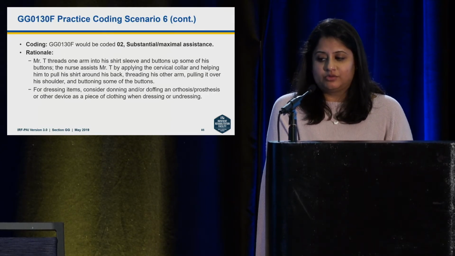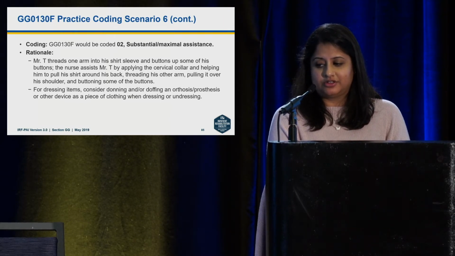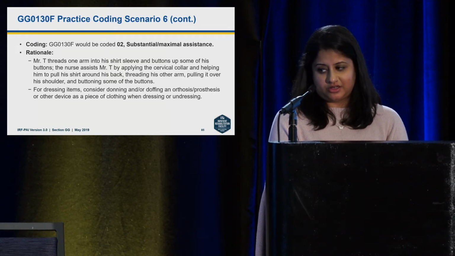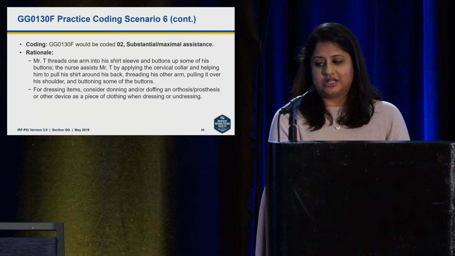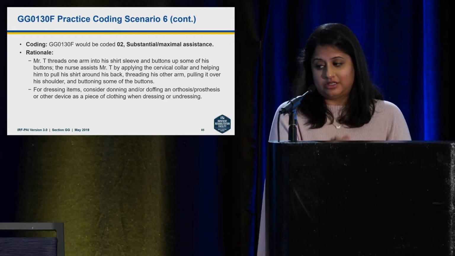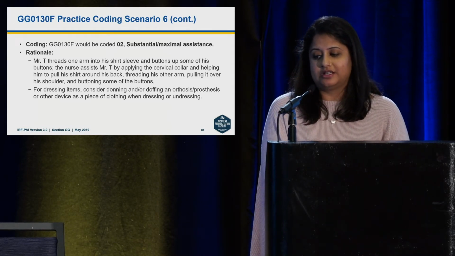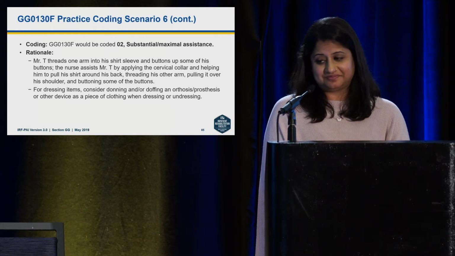Mr. T threads one arm into his shirt sleeve and buttons up some of his buttons. The nurse assists Mr. T by applying the cervical collar and helping him pull his shirt around his back, threading his other arm, pulling it over his shoulder, and buttoning the other buttons. For dressing items, consider donning and/or doffing an orthosis or prosthesis or other devices such as a piece of clothing when dressing or undressing.